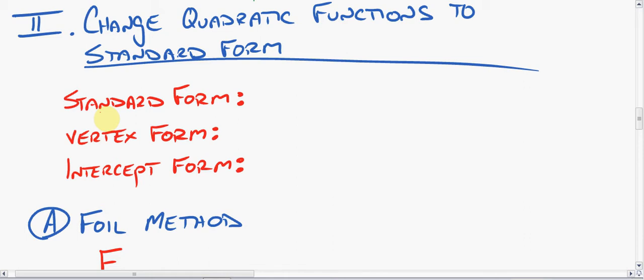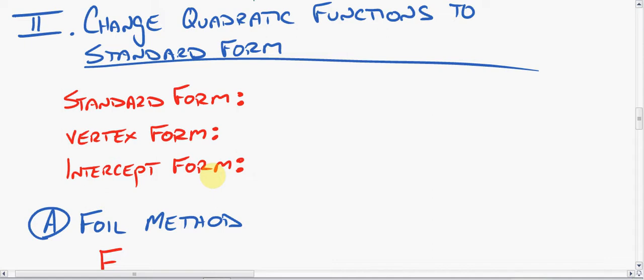This is section 4.2 part 3, where we are going to look at changing quadratic functions to standard form. Essentially what we're going to be doing is rewriting equations. No graphing, just algebra, manipulating equations to end up in standard form. So I've got standard form listed here, vertex form, and intercept form. We've seen all of these formulas already because we've graphed in each of these forms.